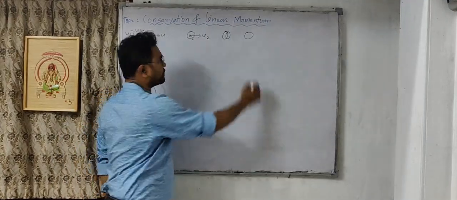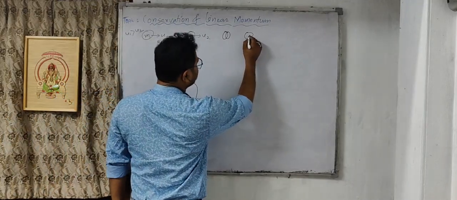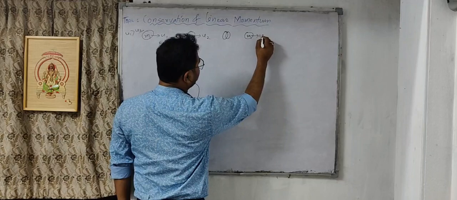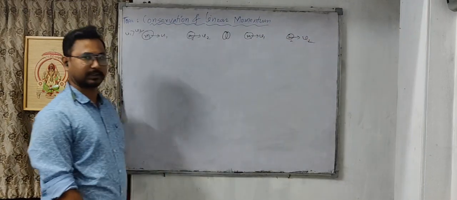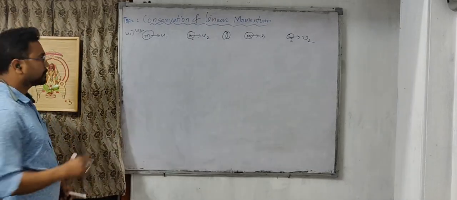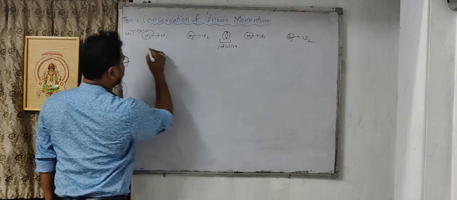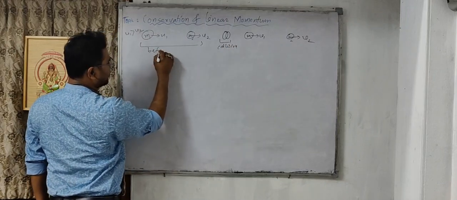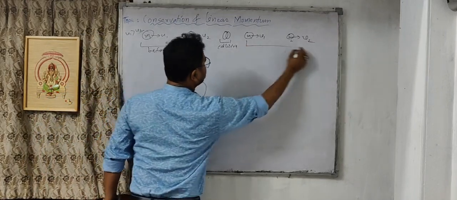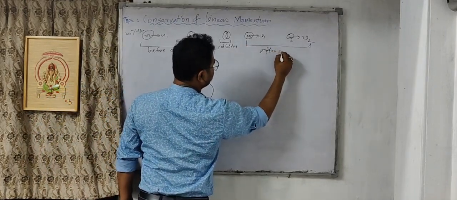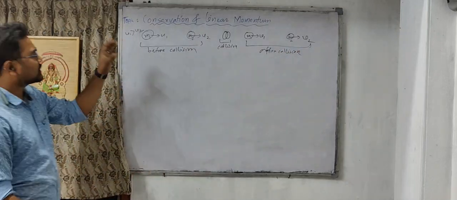Do you think after collision the velocity will remain the same? Definitely not. So after collision, suppose m1's velocity becomes v1 and m2's velocity becomes v2. Now, what is happening there? This is the collision part. This is the before collision part, and this part is after collision.